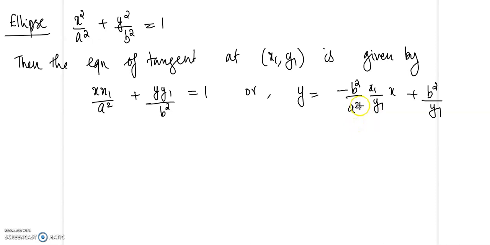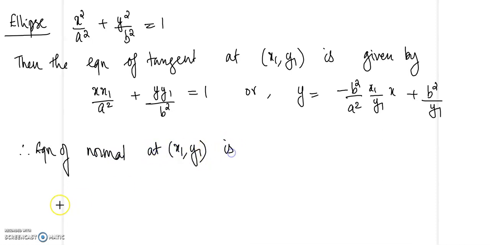Now once we have this, we can find the equation of the normal. Therefore, the equation of the normal at the point (x1, y1) is, we'll have y minus y1 equal to minus 1 by the slope of the tangent, that is minus 1 by m. So that will be a square y1 by b square x1, into x minus x1.